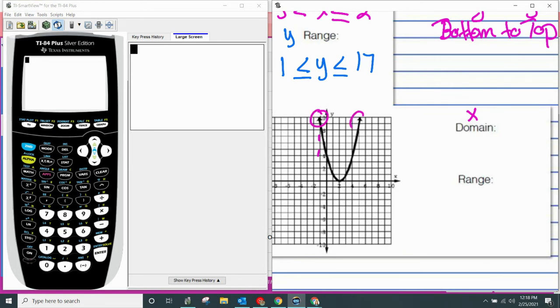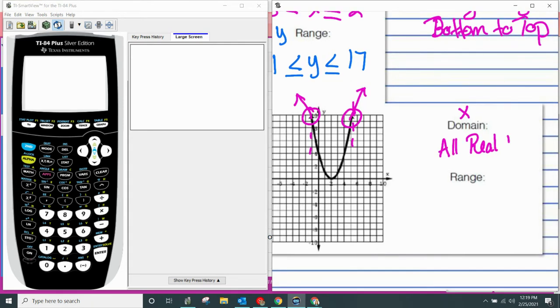On both ends. If I try to box this thing in, it doesn't matter because these are arrows. And these arrows are telling me that this guy is going to bust through those boundaries and keep going. And notice how it is growing out left to right. So when you can't box it in left to right, we call it all real numbers. That's our domain.